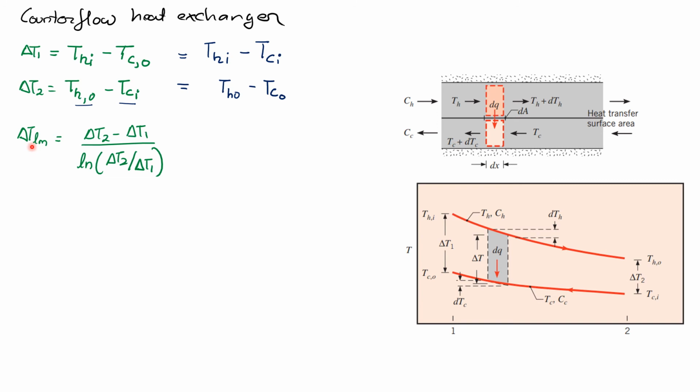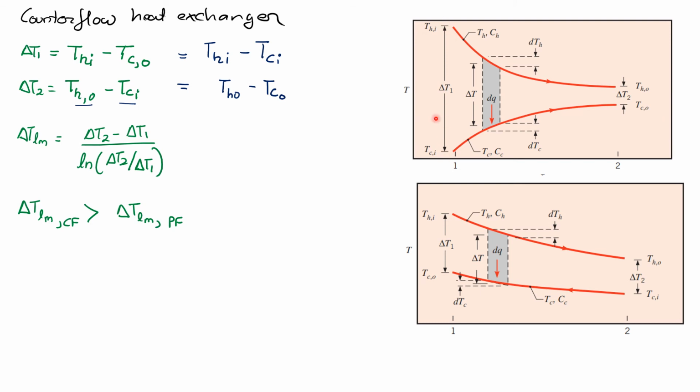Our delta T Lm, that's the log mean temperature difference, will still have the same formula. Now the only difference here is that because your delta T1 is smaller in this case, your delta T Lm for a counterflow is larger than delta T Lm for a parallel flow, and that is because of this temperature difference here. So if we see, delta T2 minus delta T1 is a small value for our counterflow heat exchanger, and that's why we have this condition right here.